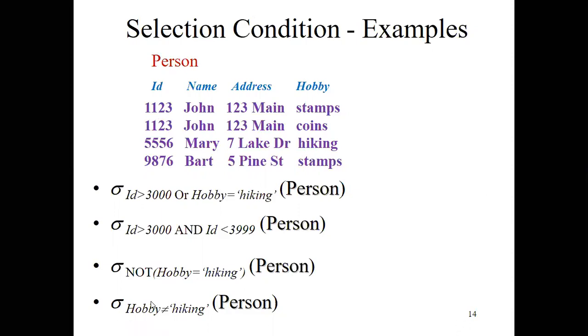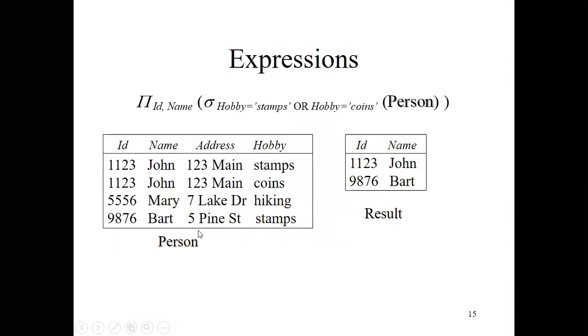Then next we have hobby is not equal to hiking. It is the same as not hobby is equal to hiking. It's one and the same. These are some of the ways we can use the OR operator.